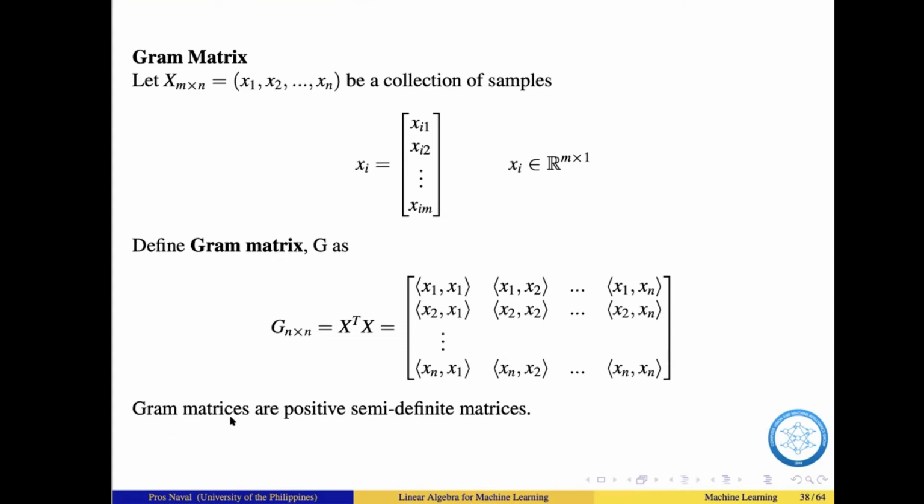Gram matrices are positive semi-definite matrices. This is an important result. We will take advantage of this result when discussing algorithms such as support vector machines and so on. Support vector machine is for CS280. We will not cover it in 284, but it's also important for other algorithms.